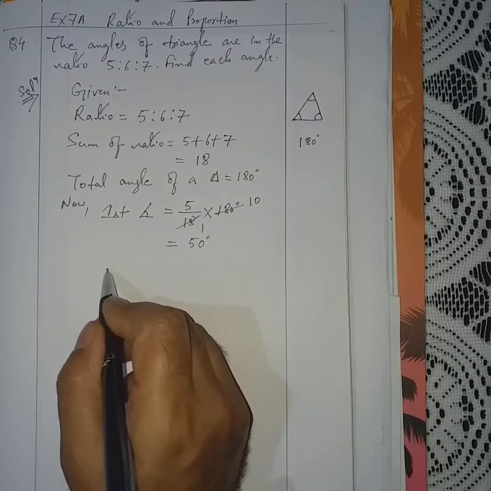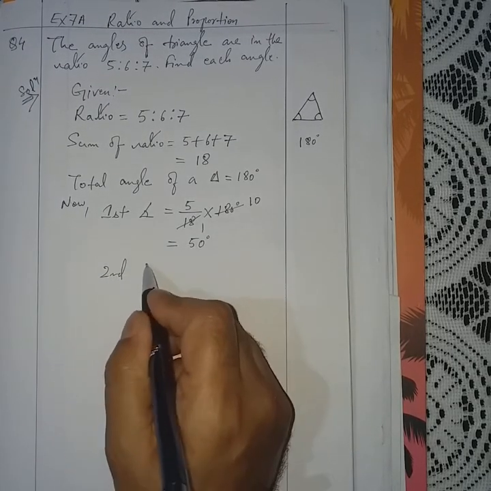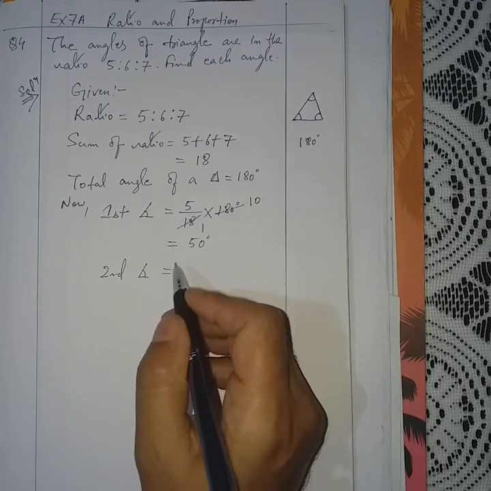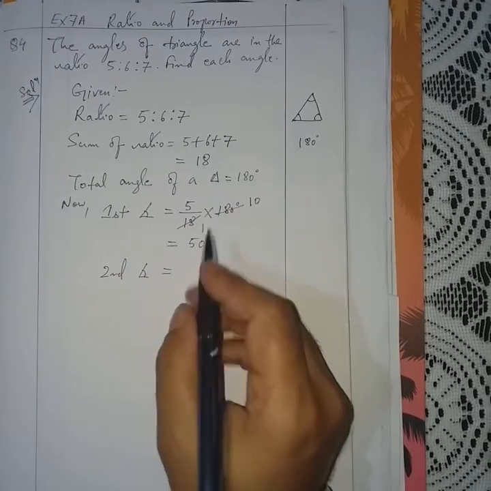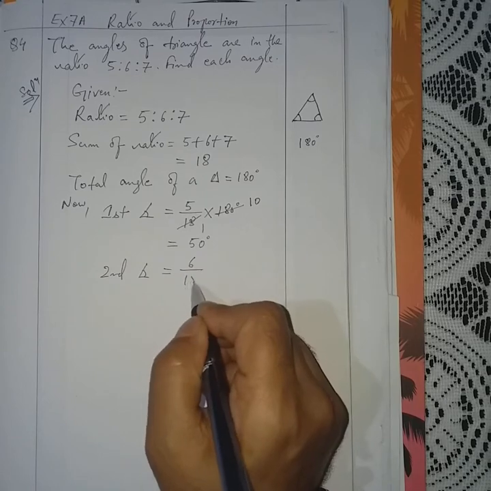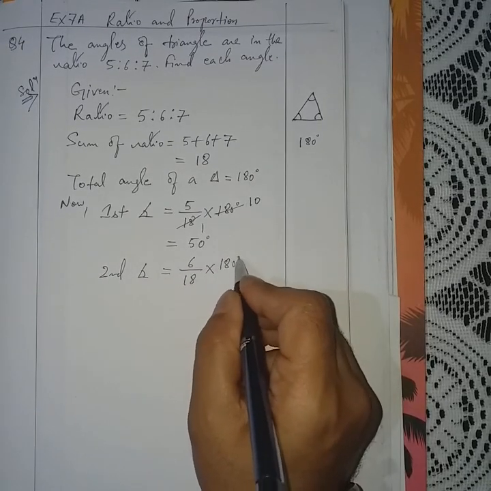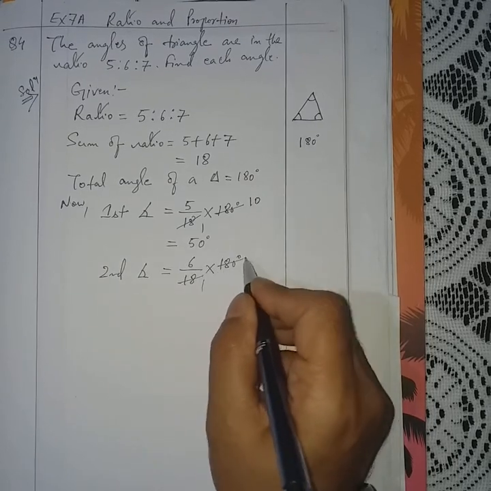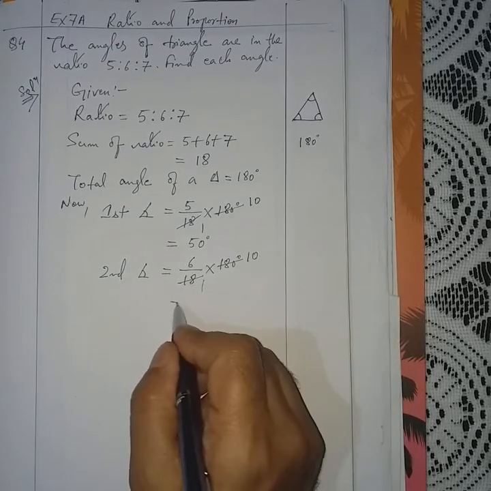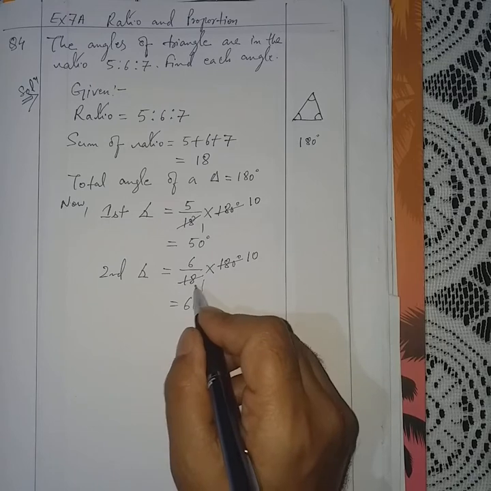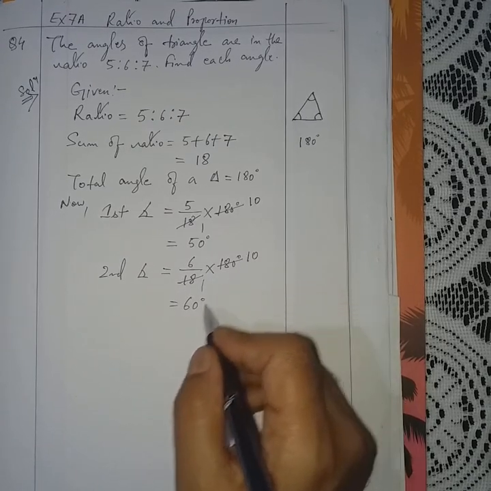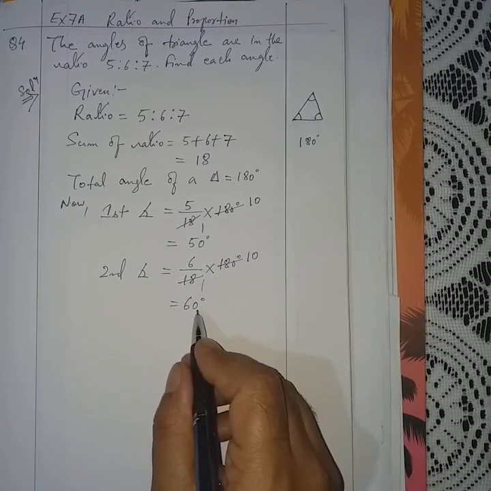Similarly we can find the second angle also. The second angle is 6 by 18 into 180. So again you can cancel it. Now this is 60 degrees. 18 ones are 18, 10 times. So the second angle we got is 60 degrees.